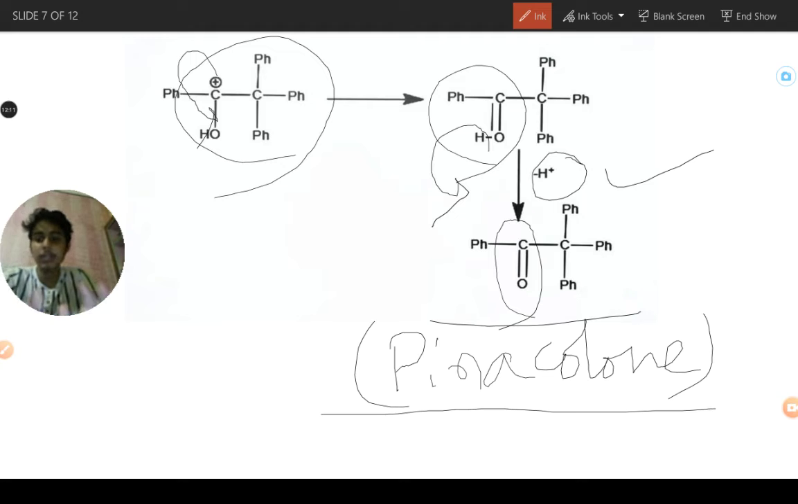And we get a very easy highly branched ketone here. The pinacolone is a highly branched ketone. So we have got the highly branched ketone over here. This is the pinacolone, and we have got the very important reaction, that is the pinacol and pinacolone reaction. This is the mechanism of the pinacol and pinacolone reaction.